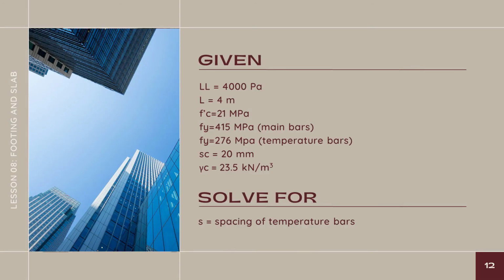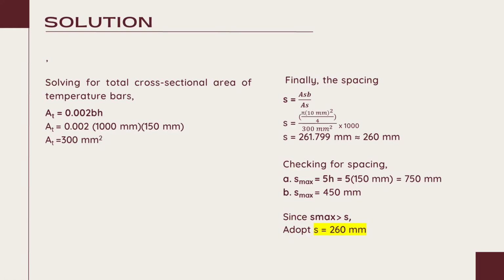All the given values are similar to problem number 1. The only difference is we are asked to find the spacing of the temperature bars. Solving for the total cross-sectional area of temperature bars, and that is 0.002 multiplied by the length of the strip of slab and its depth, so 300 square millimeters. Therefore, the required spacing is the total cross-sectional area of steel bars divided by the cross-sectional area of a steel bar. So, 261.799 millimeters or 260 millimeters.